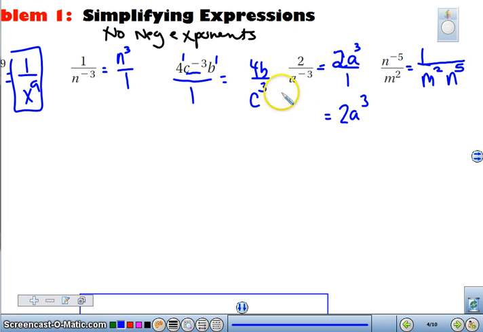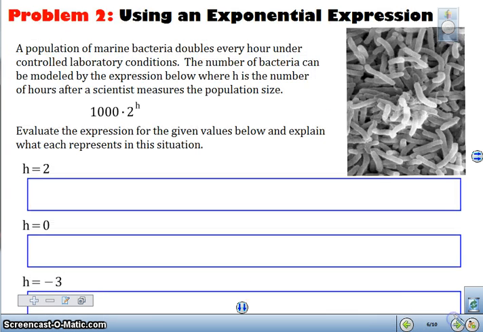If you notice, as I did this one, the 2 was positive, had a positive exponent, it stayed in the numerator, the a moved to the numerator, became a positive 3. Here, the m stayed exactly where it was. You don't move it if it's positive, only the negative moves to the other spot. And then you could write this answer just this way.